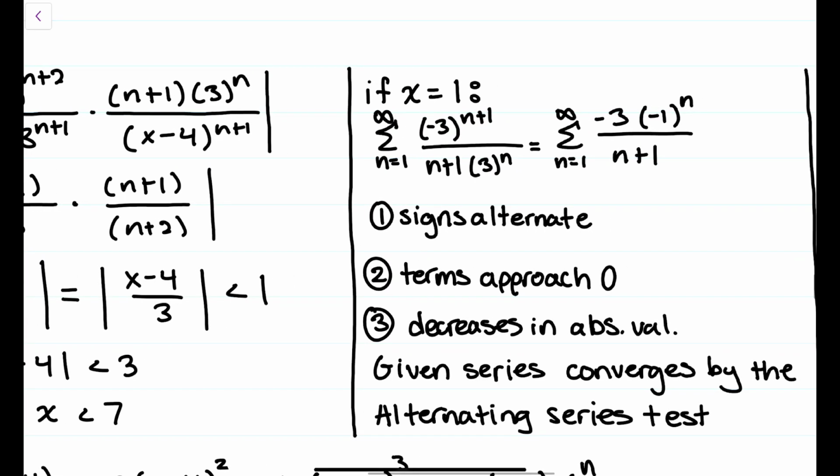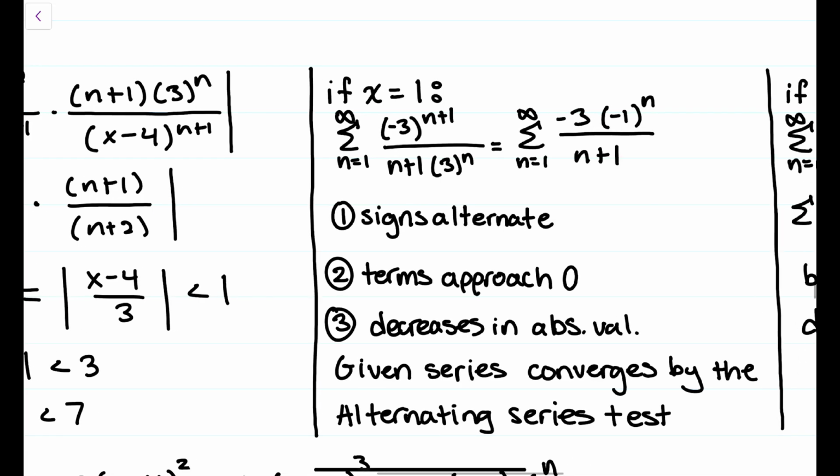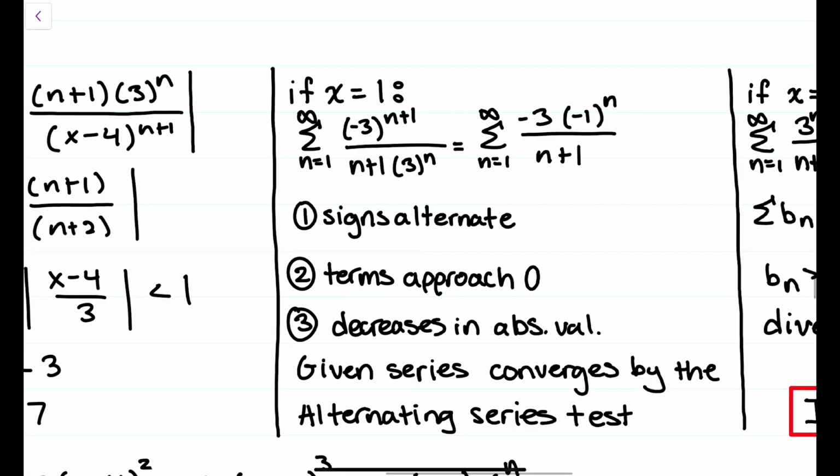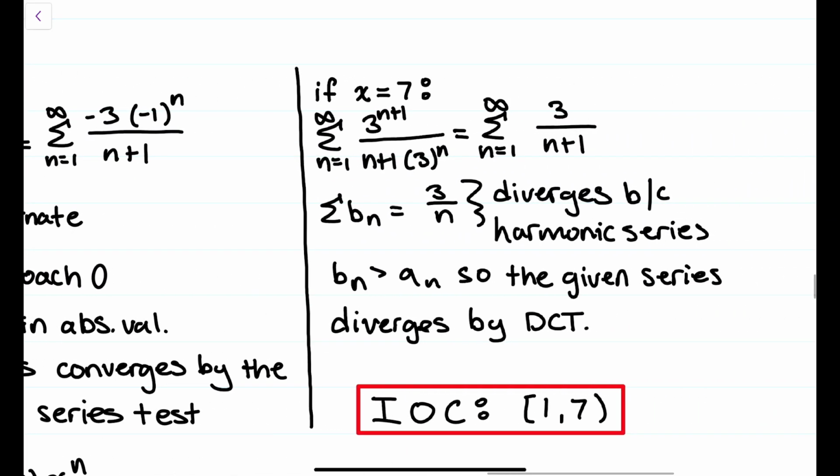So first we have to test x equals 1, so we plug that into our series, and we can see that it simplifies to negative 3 times (negative 1) to the n over n plus 1, which is an alternating series. And so it converges by AST, and so x equals 1 is included in our interval of convergence. And then x equals 7, we plug that in, we get the series from n equals 1 to infinity of 3 over n plus 1.